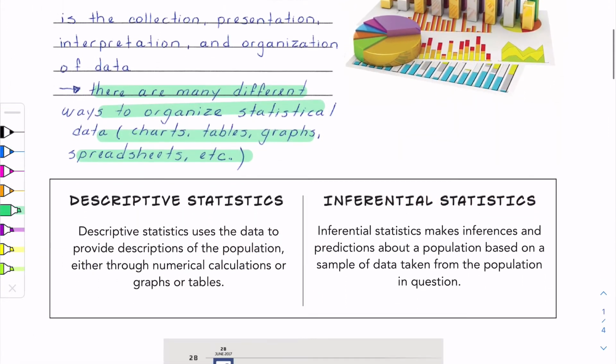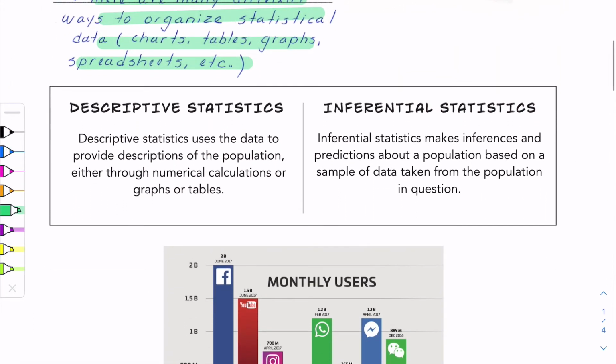The first part we're going to look at is descriptive versus inferential statistics. Descriptive statistics uses data to provide descriptions of the population, either through numerical calculations, graphs, or tables. Whereas inferential statistics makes inferences and predictions about a population based on a sample of data taken from the population in question. And I have a short video clip that I'm going to show you that uses graphics and goes more into depth on these two terms.